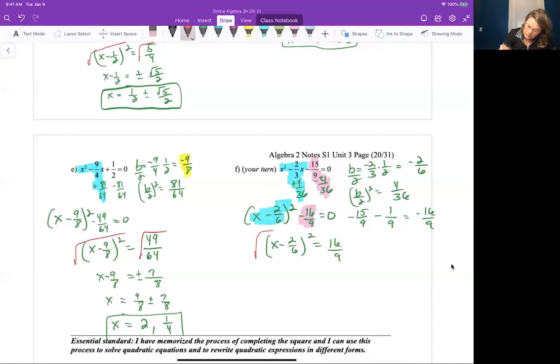Now what do we do? We take the square root of both sides, and we find that x minus 2/6 is equal to plus or minus the square root of 16, which is 4, over the square root of 9, which is 3, and so x equals 2/6 plus or minus 8/6. And so x is equal to 2 plus 8 is 10, 10 divided by 6, 5/3, if you want to simplify that. And then 2 minus 8 is negative 6. Negative 6/6 becomes negative 1.